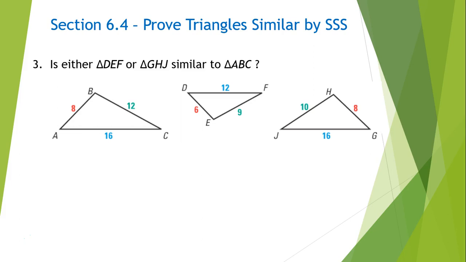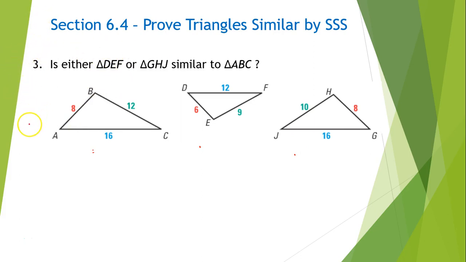Let's try applying the side-side-side to show that these two triangles, or however many triangles you have, are similar to each other. What this problem is asking is whether triangle DEF or triangle GHJ is similar to ABC. So let's compare ABC to DEF, and then again ABC to GHJ.